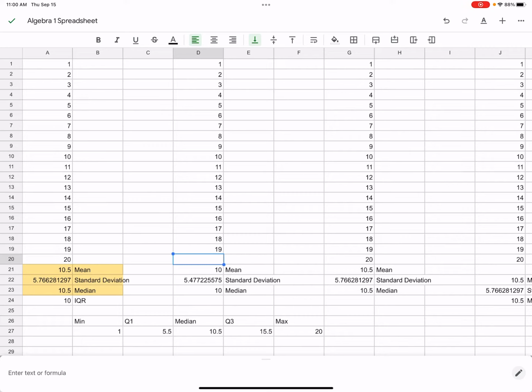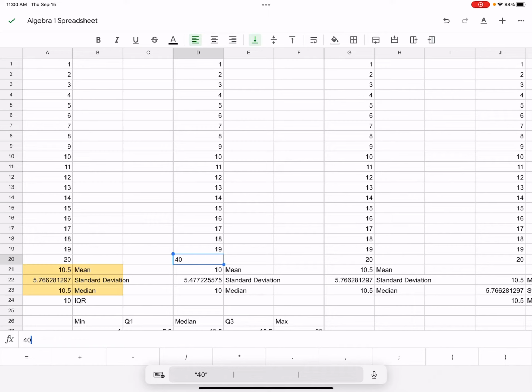That makes sense. Now it also said, well, let's take our high value and double it. So instead of 20, we're going to double it. What do you expect to happen by adding a larger number? Well, when you add a larger value, our mean should increase. Our median should go back to what it was since we're just adding one value, 10.5. But what's going to happen to the standard deviation? Should it increase if the mean's increasing, or will it stay the same? Well, let's press enter and see.